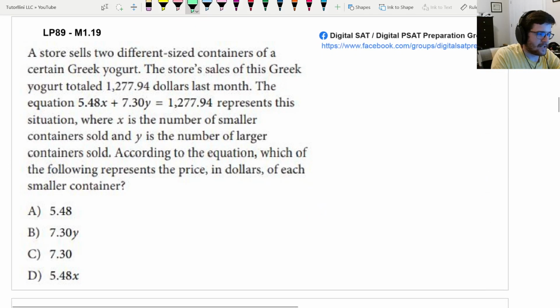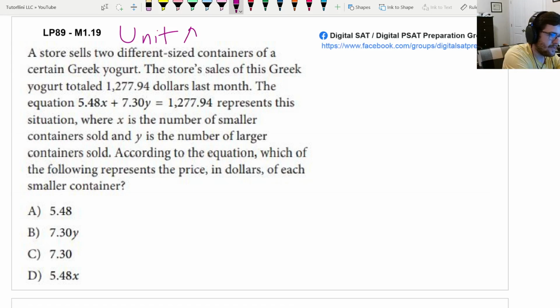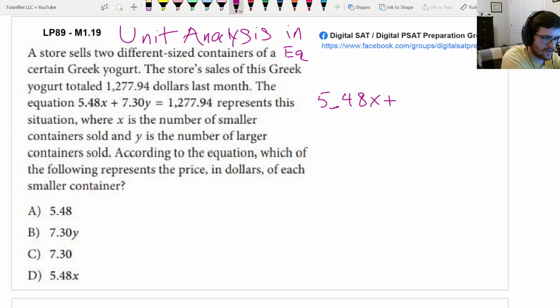All right, they love asking these on the Digital SAT. These kinds of questions, unit analysis in equations, I will eventually make a future video on this. So I'm going to just rewrite the equation over here, 5.48x plus 7.30y equals 1277.94.